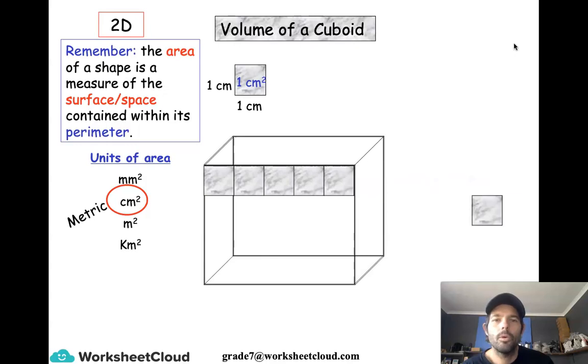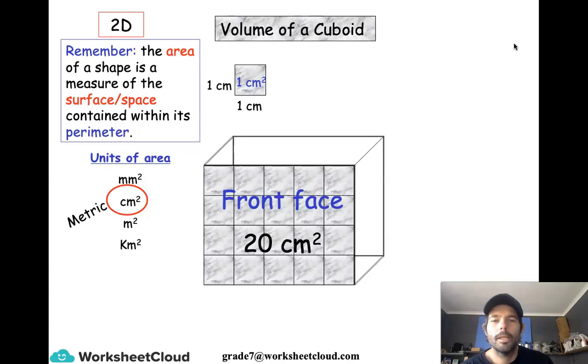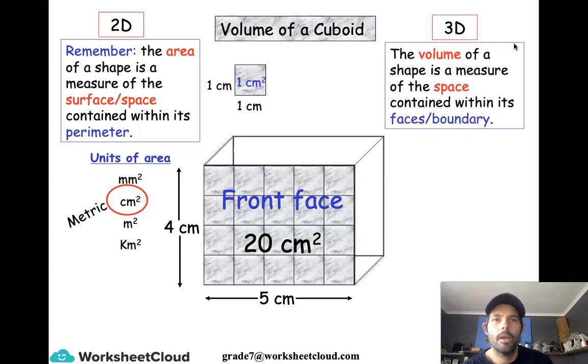So this would be your area of the surface of one face of a cuboid. And you can see that that is going to be equal to 20 centimeters squared. Okay, and that's from 5 multiplied by 4, so length times width, 5 times 4 is 20. Okay, so that was area. Now we get to 3 dimensions, and that includes volume. So that is a measure of the space contained within the boundary of the object. So how much can we fit into that cuboid?